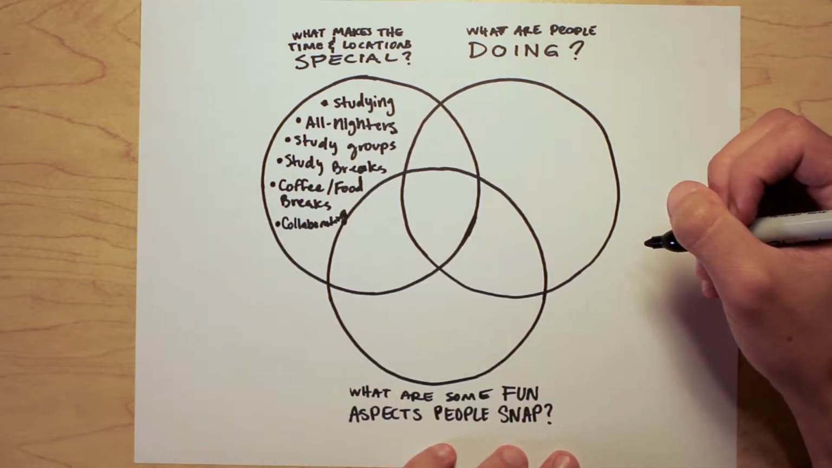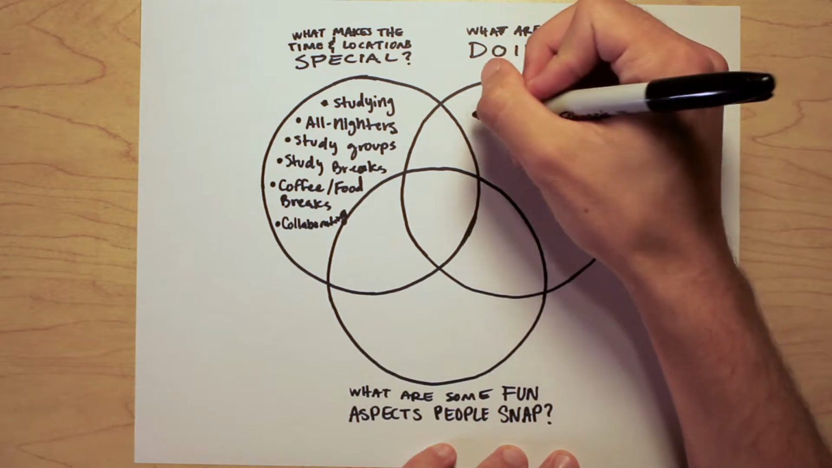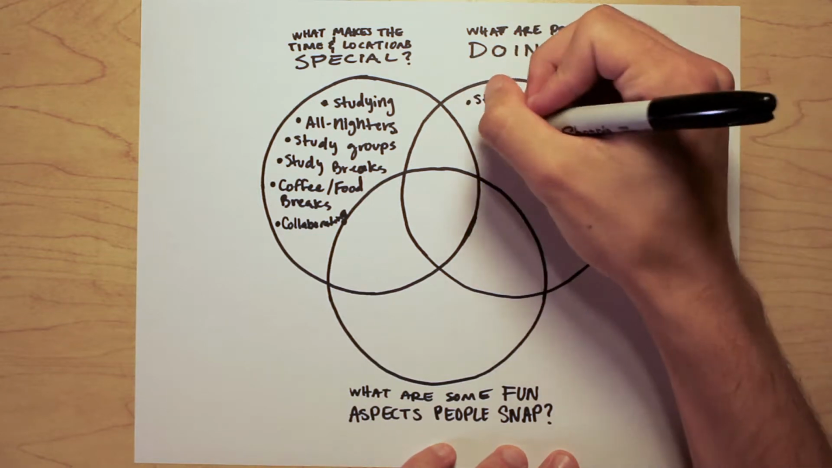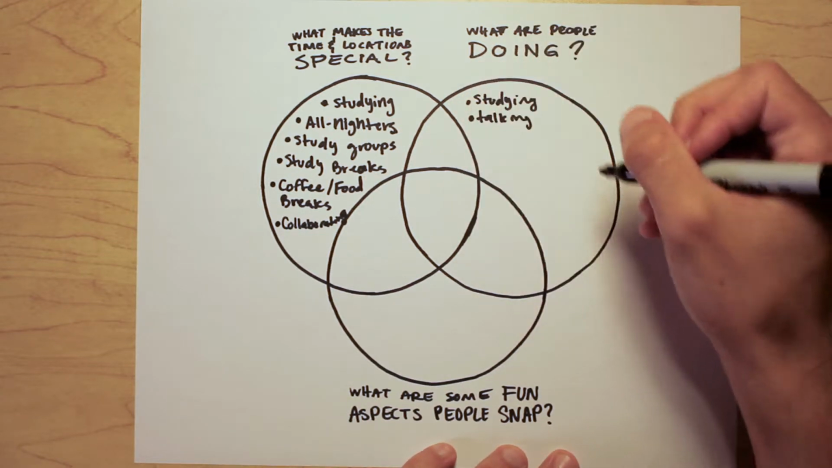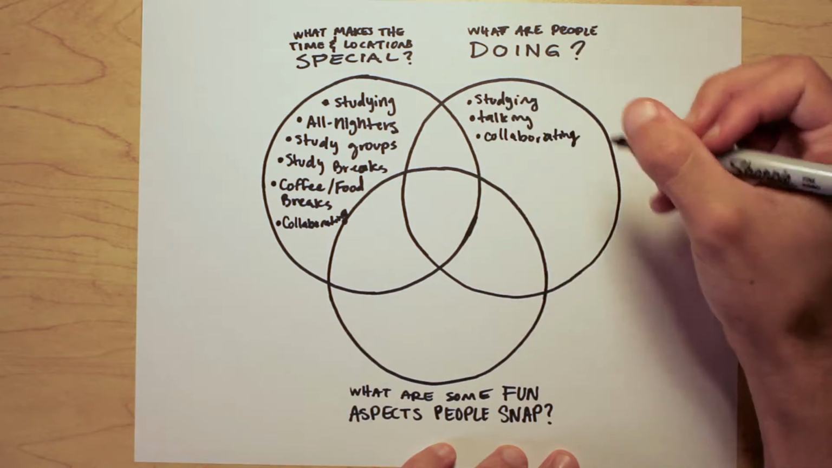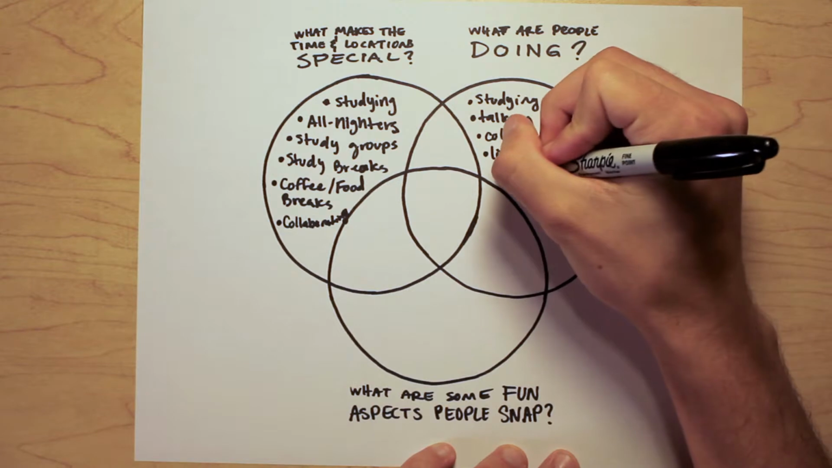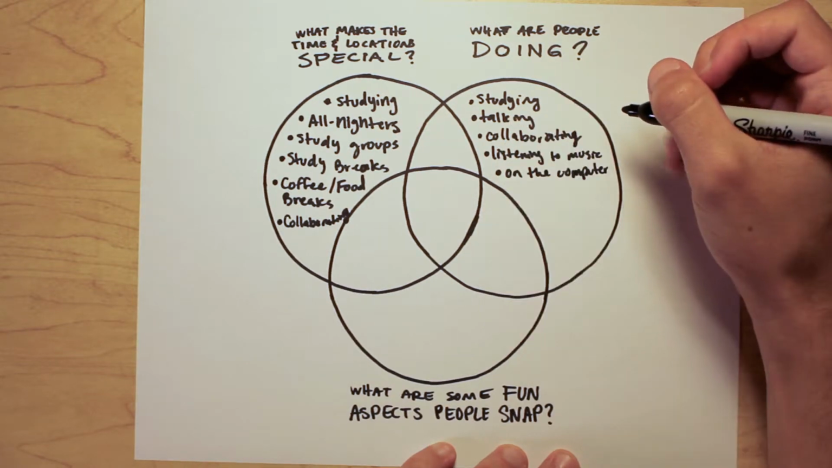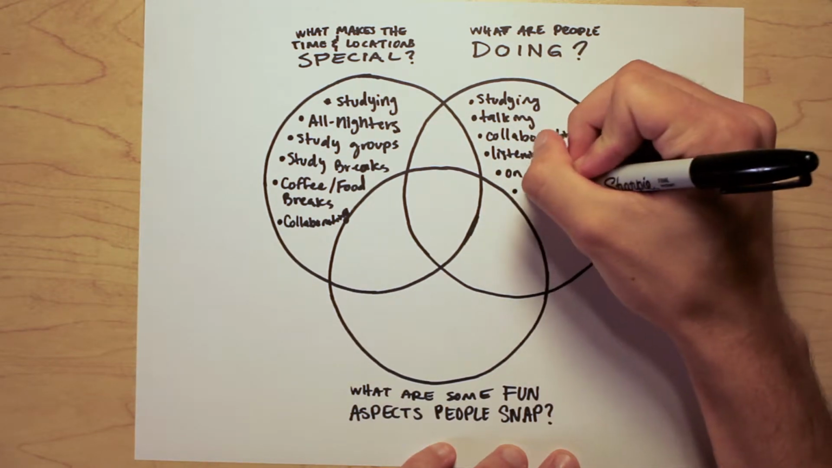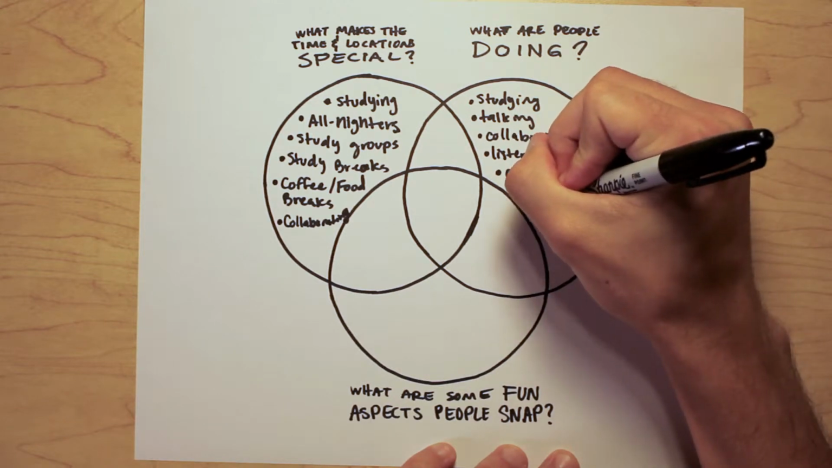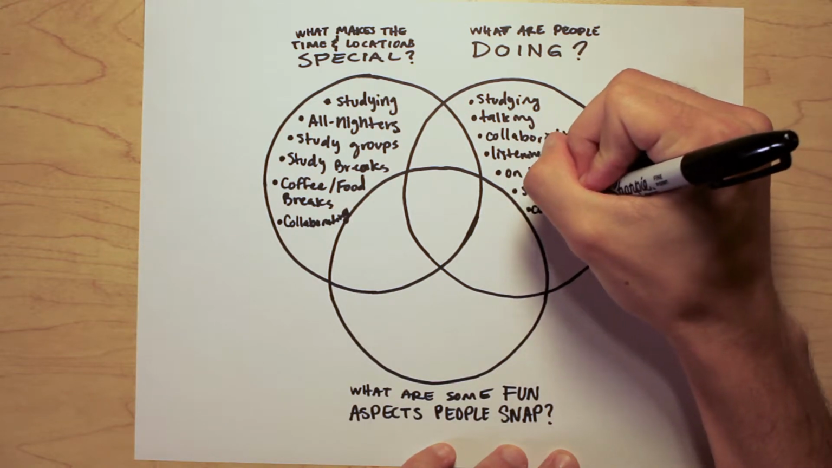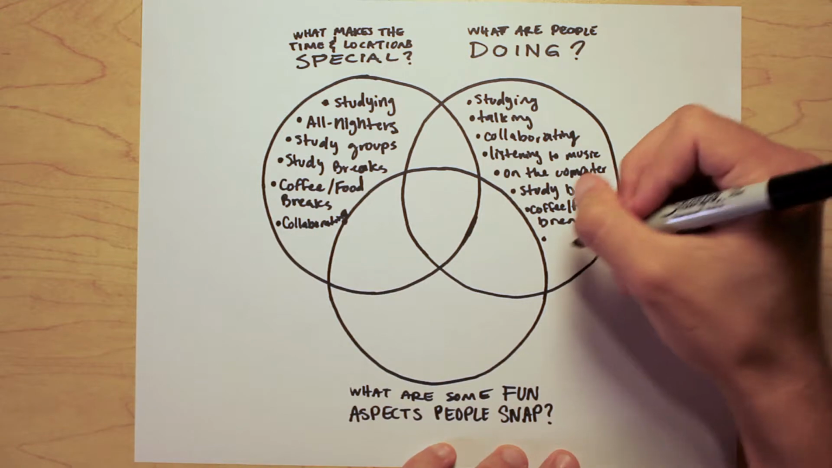Next is to understand what the people in that location at that time are actually doing. First is studying. They're probably talking, collaborating, listening to music, on the computer, taking study breaks, coffee and food breaks, and also focused on their own work.